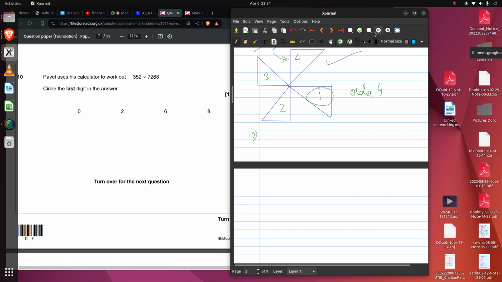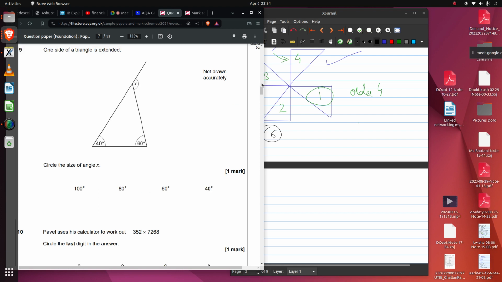So you can just look at the last digit. So 8 times 2 is 16. So it would be 6. Good. Next.